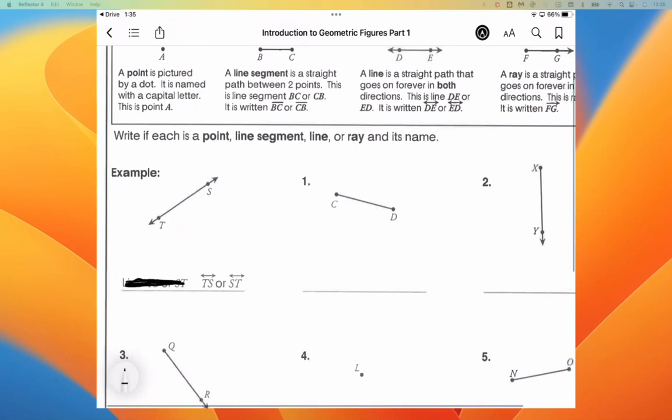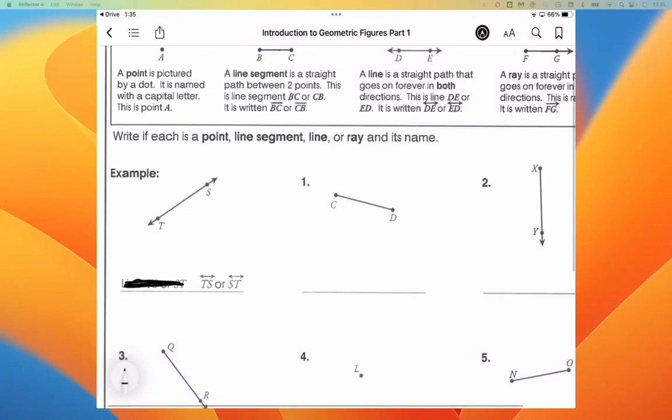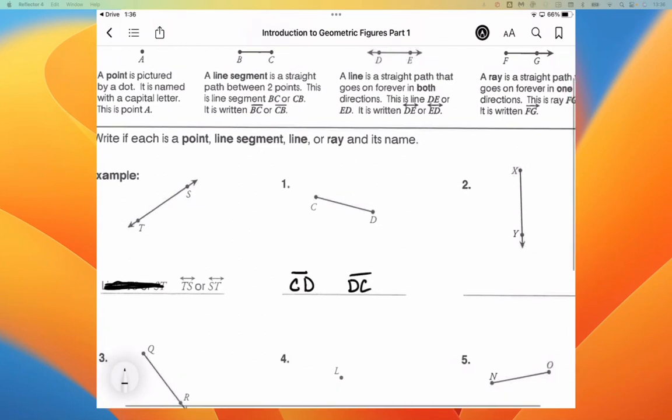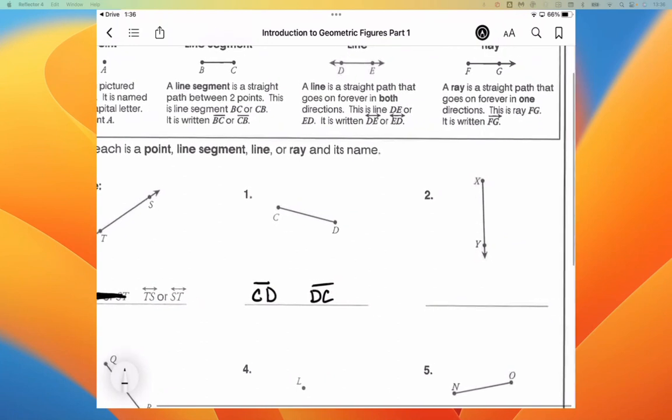So moving on to number 1, we're going to have line segment CD. And our bar across the top does not have arrows on it because it is a line segment, not a line. Alternatively, we could write this backwards as DC because it's a line segment and it can be read either direction. Number 2 is a ray, and so it can only be read in one direction.